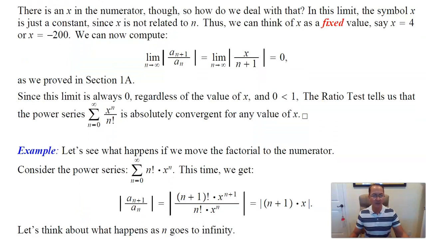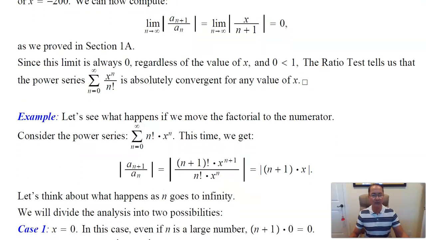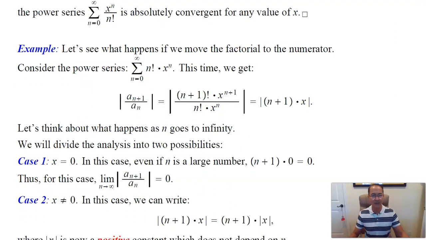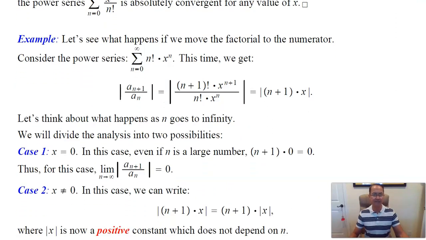Okay, so what happens if we now move the n factorial from the denominator to the numerator? Now you have n factorial x to the n. So a sub n plus 1 is n plus 1 factorial x to the n plus 1 like before, but this time n plus 1 factorial is together with x to the n plus 1. Divide by n factorial x to the n, our a sub n.